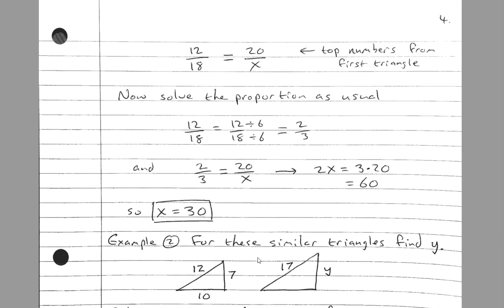Example 2, two more similar triangles. This time we're looking for the length of this side, y. Okay, so the sides here are 12, 7, and 10. Here we just have a 17 and a y. Okay, so maybe try, see if you can set this one up. So what is the proportion that we're starting with?